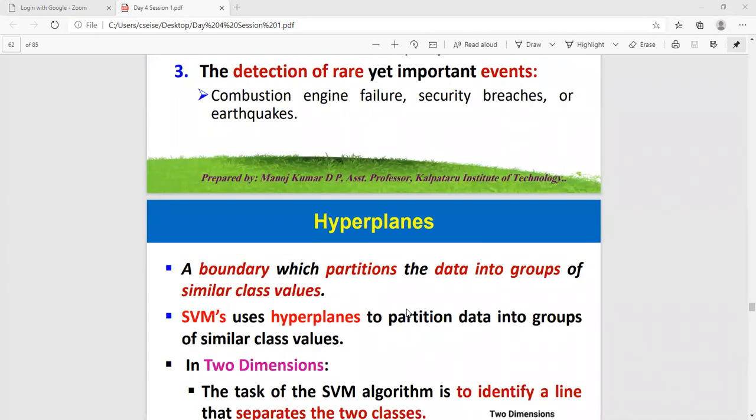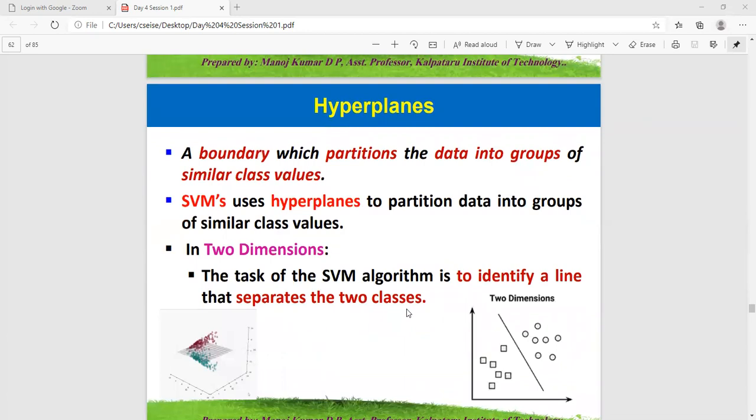Now you come to what a hyperplane is. A hyperplane is a boundary which partitions data into similar class values. It is used to partition data into groups of similar values. In the 3D case it is in the form of a cube; we have taken the 3D cube, but now you come to the 2D dimensions. It is used to identify the line that separates the two classes.